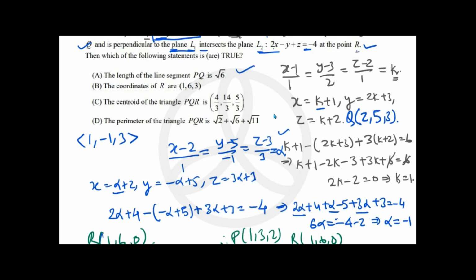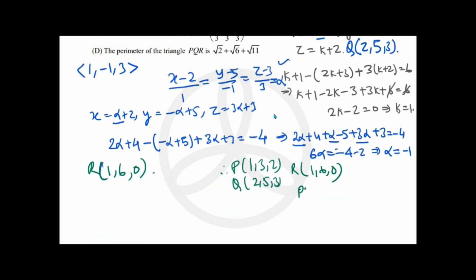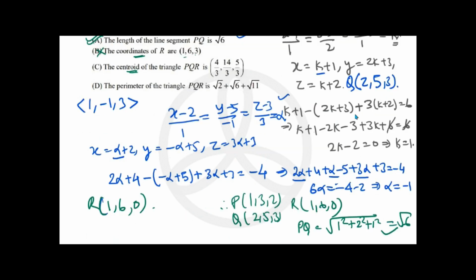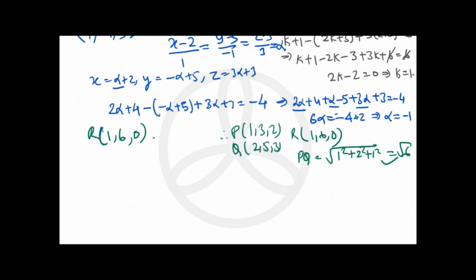Now the length of the line segment PQ. PQ is the square root of (2 minus 1) squared, (5 minus 3) squared, plus (3 minus 2) squared, which is the square root of 6, which is perfectly correct. This option is correct. The coordinate of R is (1, 6, 0) and not (1, 6, 3), so this is incorrect. The centroid of the triangle is (4/3, 14/3, 5/3).